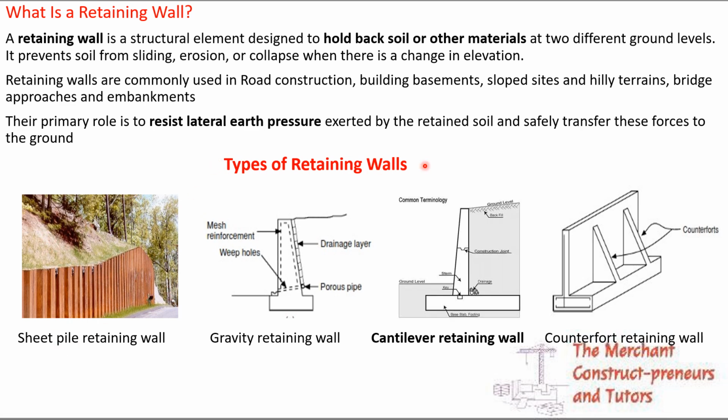So these are different types of retaining walls. You have the sheet pile retaining wall, the gravity retaining wall, the cantilever retaining wall, and the counterfort retaining wall. The difference between the cantilever and the counterfort is that the counterfort is no longer a cantilever because it's not behaving like a cantilever now. It has extra support called the counterfort behind the wall where you have the heel, right? So our main focus is the cantilever retaining wall.